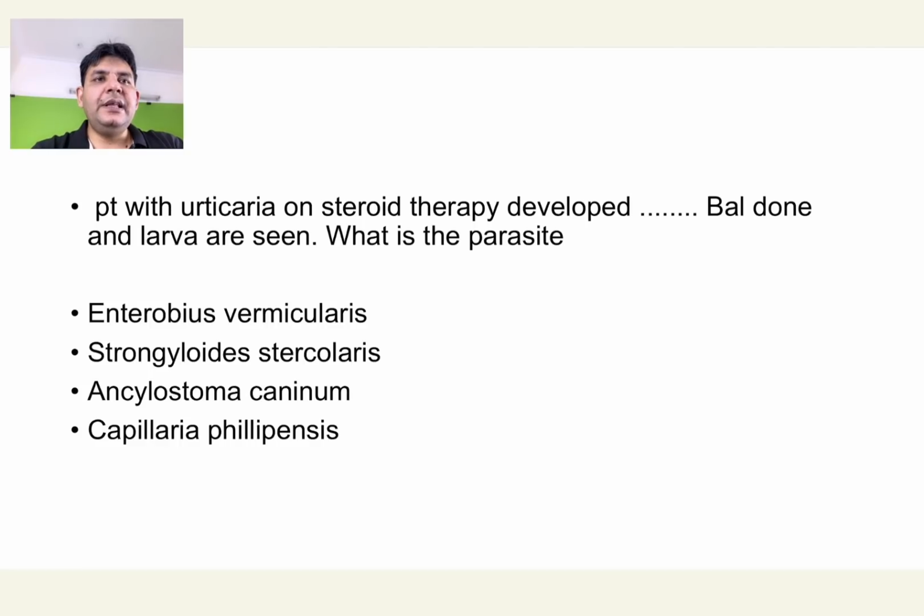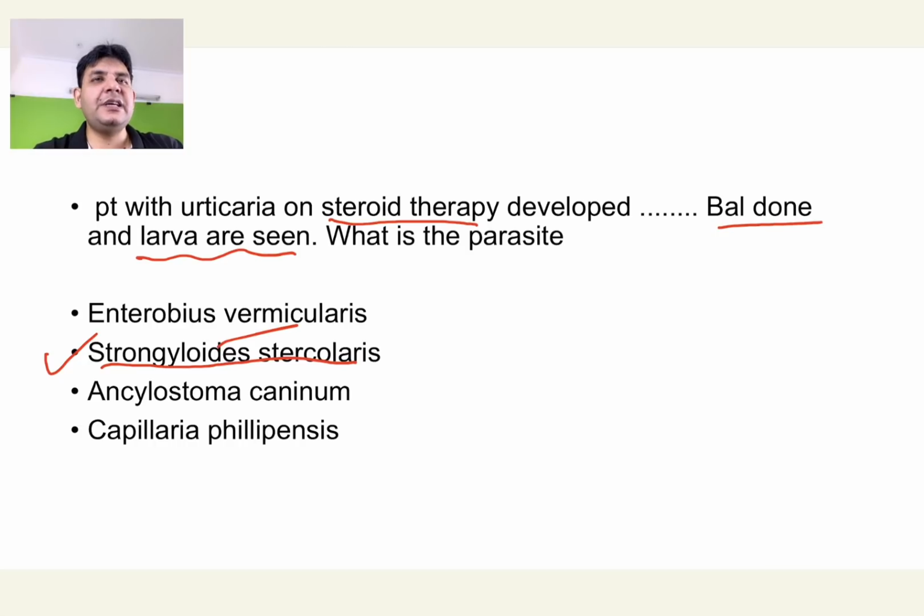The patient with urticaria on steroid therapy developed a cough, and a BAL is done, and larvae are seen in the bronchoalveolar lavage fluid. Okay, what is that parasite? The answer to this question, guys, is Strongyloides stercoralis. And you know that it causes infections in immunocompromised individuals, and this is a sort of immunocompromised individual on chronic steroid therapy. And one thing, do you know what it does? It causes larva currens.